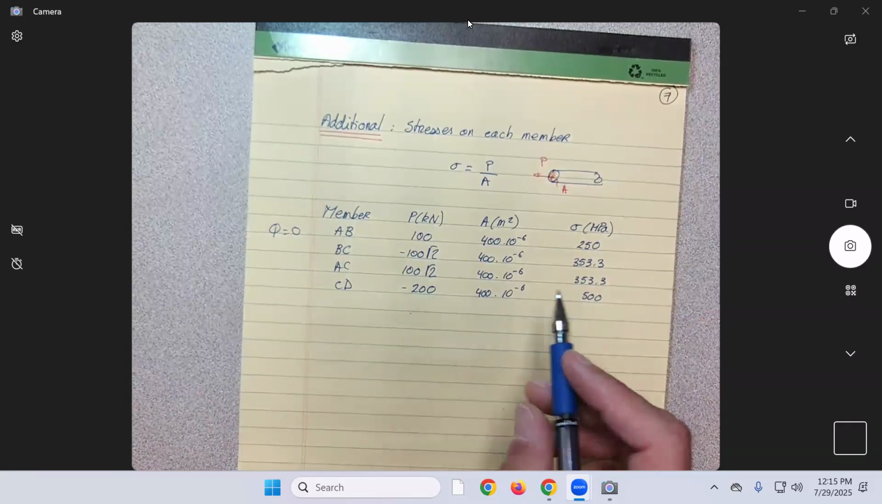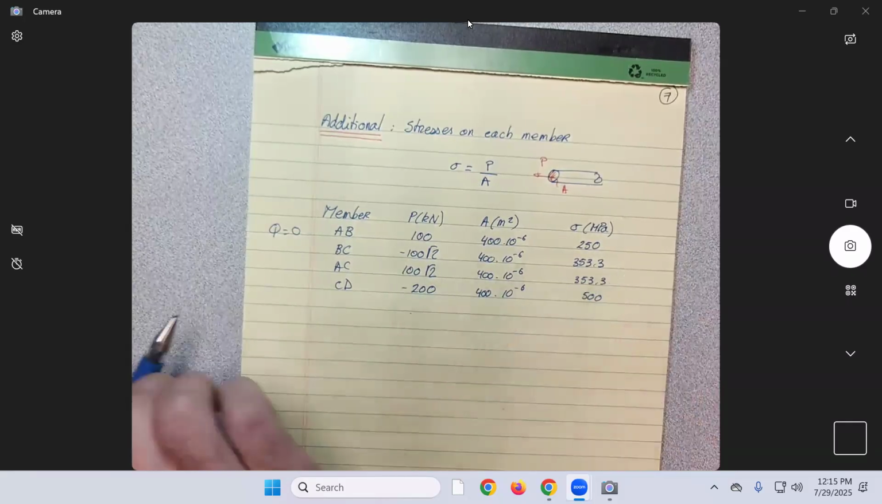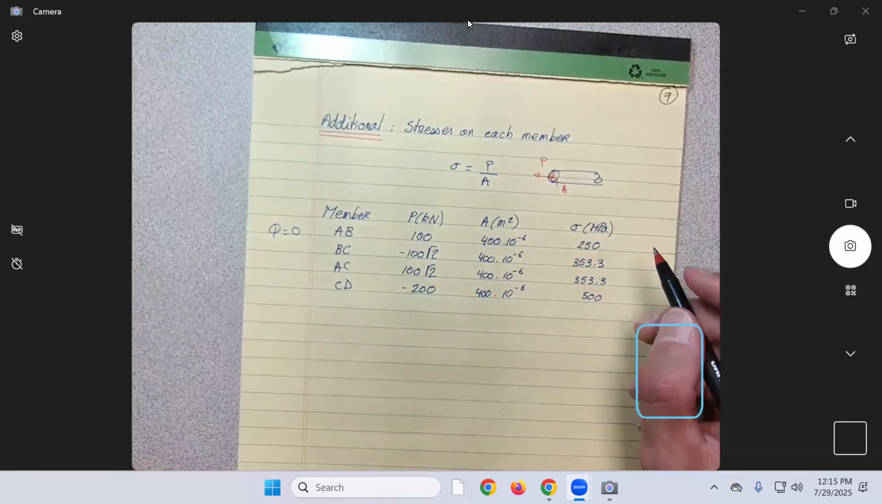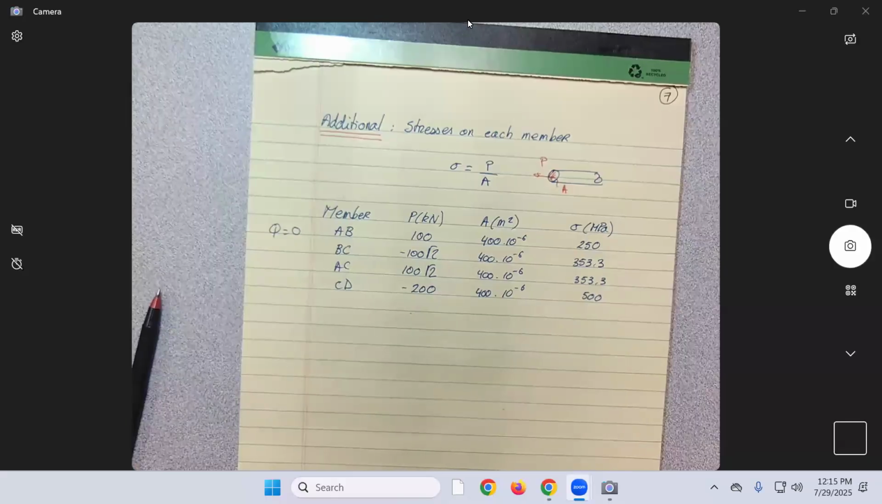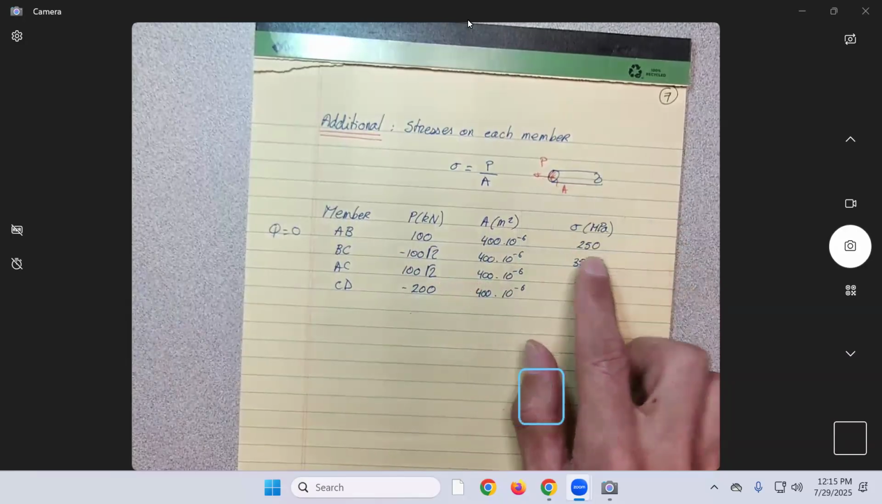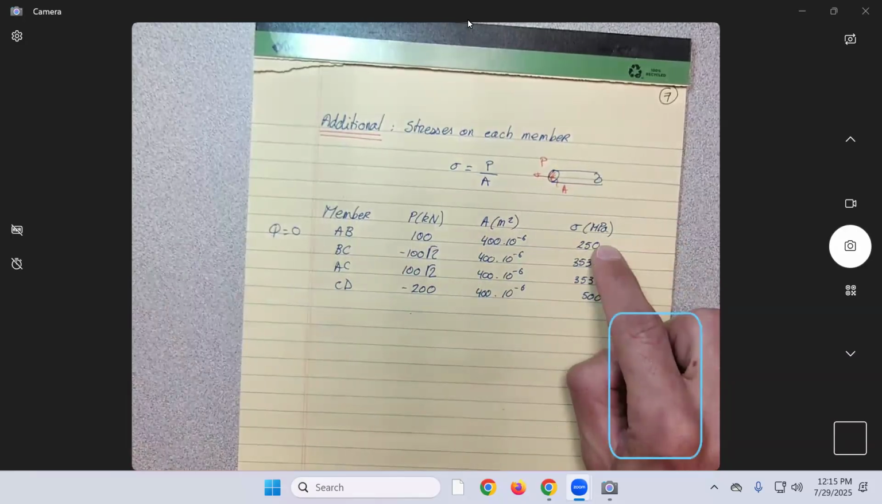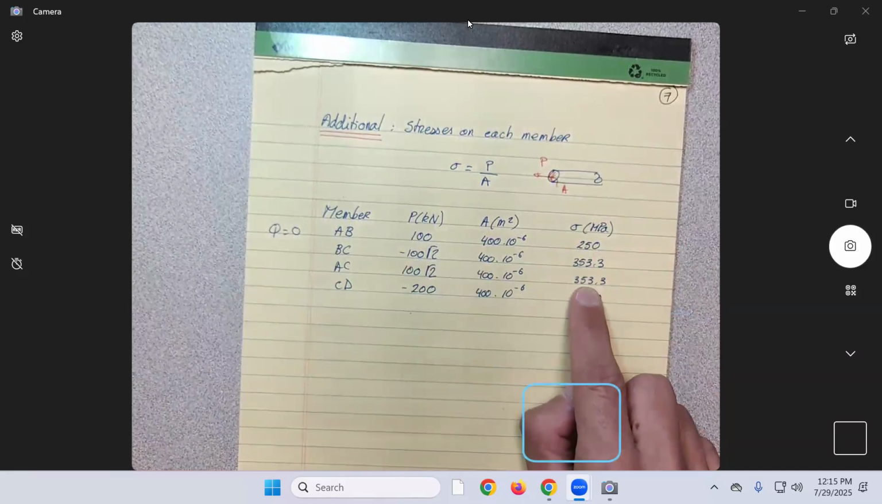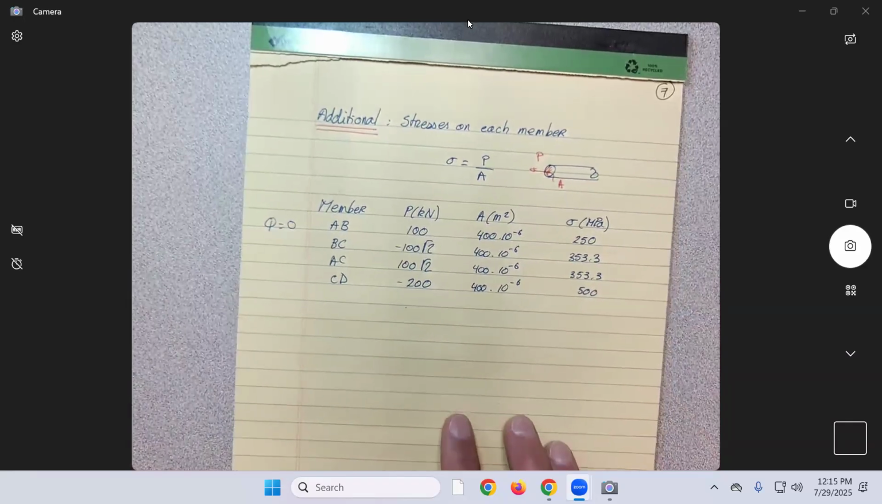Okay, so be careful here, because you can put the signs that you want, but we're going to say each one of these members will be in tension or compression? We made the assumption that all of them were in tension, no? So this one should be tension, this one is negative, so it will be compression. If you want, you can add that information.